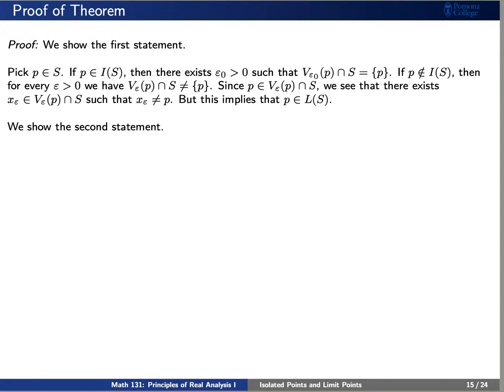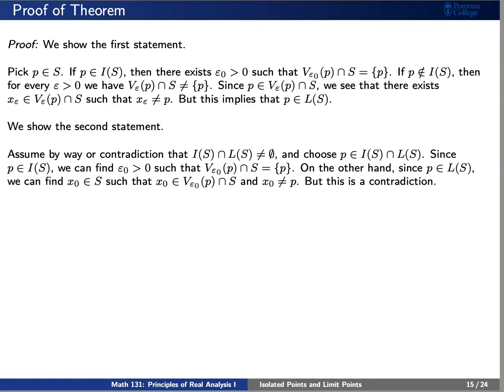We'd like to show the second statement, that is that the intersection of I of S and L of S is the empty set. So this assumes by way of contradiction that the intersection is not the empty set, and let's choose the point P that is in the intersection. On the one hand, because P is an isolated point, we can find an epsilon naught such that the intersection V epsilon naught of P with S is just the singleton set consisting of P. On the other hand, since P is a limit point of S, then this means that we can find an x naught that is in the intersection V epsilon naught of P with S, and x naught is not equal to P. Of course, these two can't happen. This is why we have a contradiction.